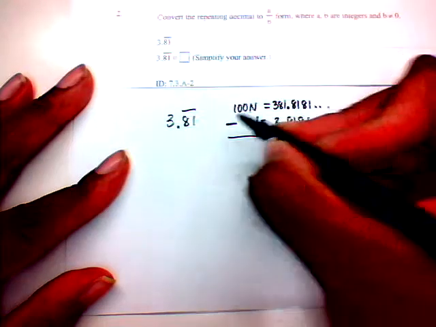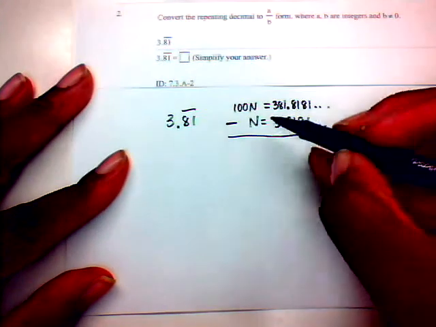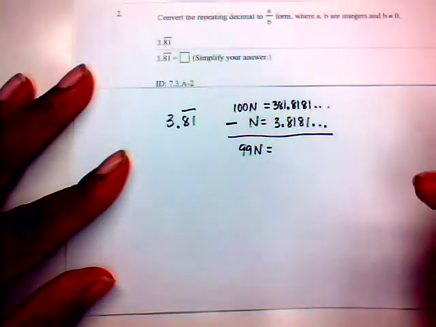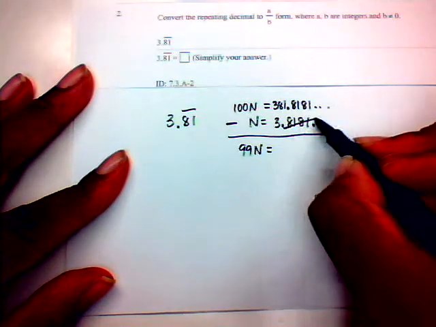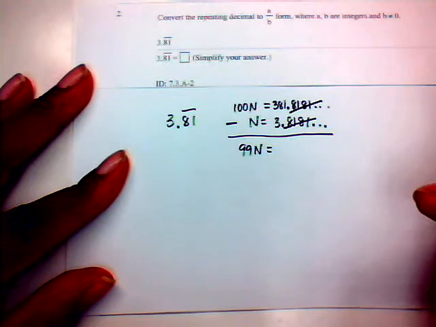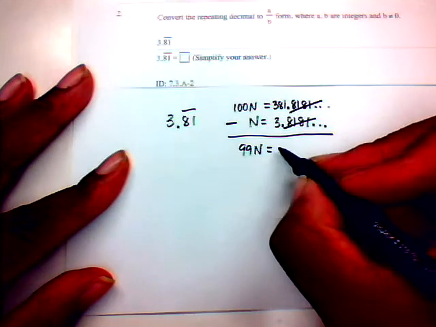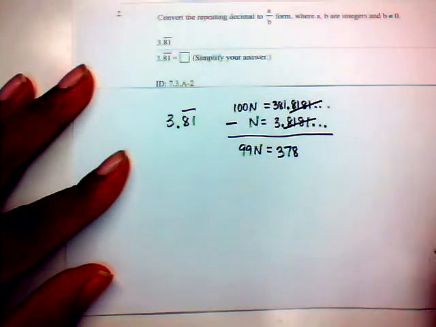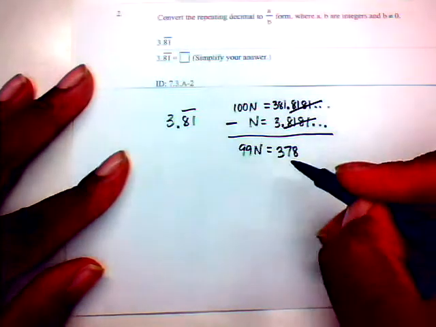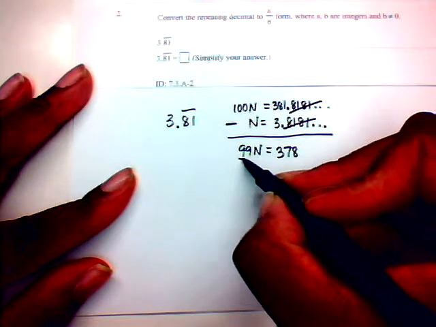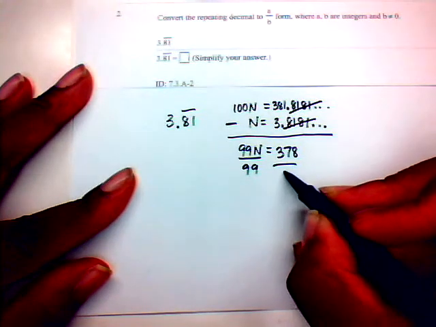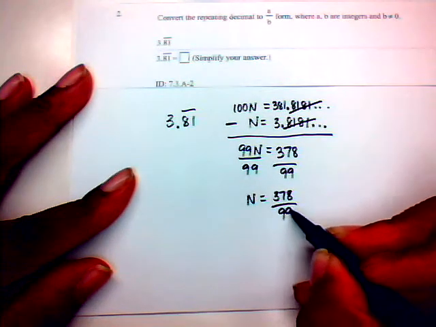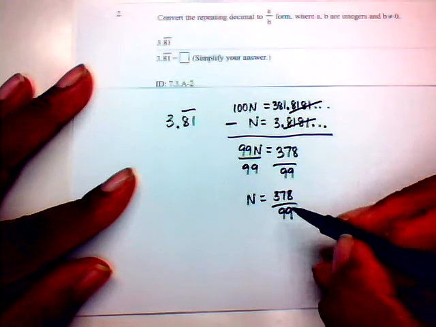And then I'm going to subtract these two equations. Okay? Now, when I subtract 100n minus 1n, that's going to be 99n. Now, on the right side, the repeating part is going to cancel. You're going to have 381 minus 3, which is going to be 378. So we've got 99n is equal to 378. And then you're going to divide both sides by 99, which means n is equal to 378 over 99.